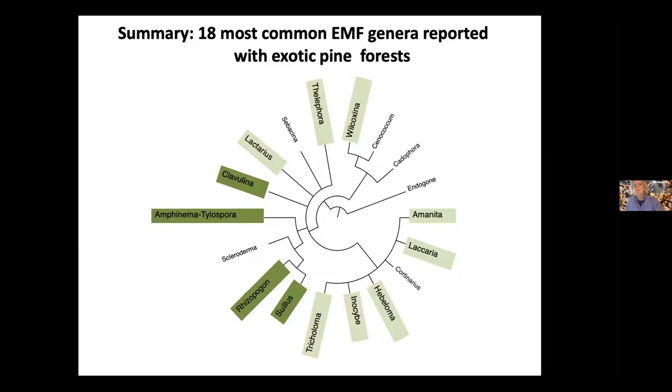So one question that we want to ask here is, why is it always just one species? And this also suggests that there's a requirement here for phylogenetic diversity. So we don't just see one genus, Suillus or Rhizopogon, we see several genera coexisting and co-occurring in association with these exotic pines.